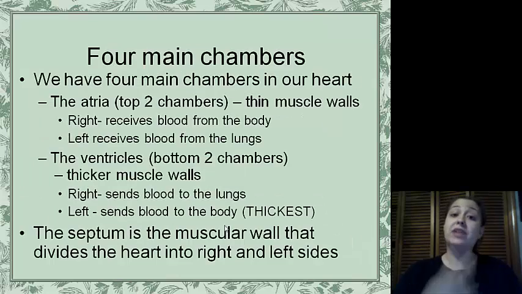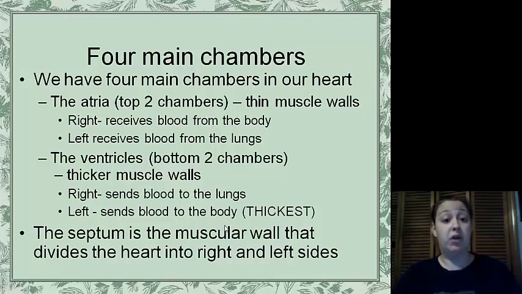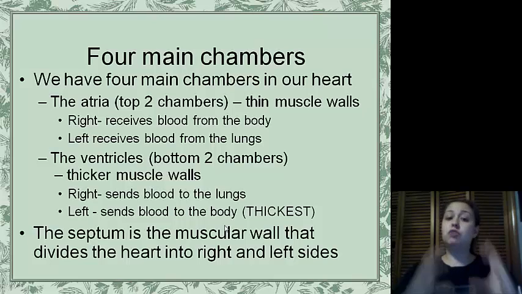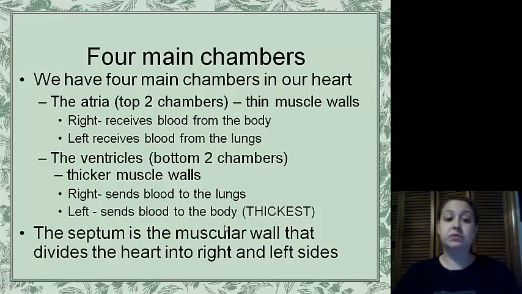We have 4 main chambers of the heart. We have the atria, which are the 2 top chambers, and they have thin muscle walls. We have the right that receives the blood from the body, and the left that receives the blood from the lungs. Then we have our 2 bottom chambers, which are known as ventricles.